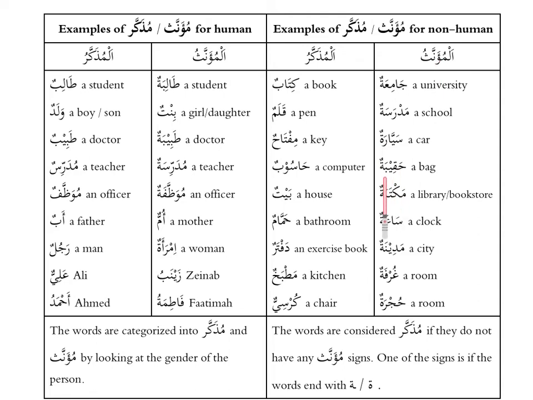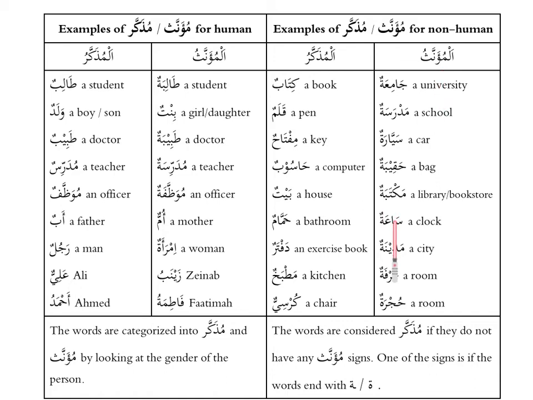Next word, haqiba. Haqibatun. Haqiba, a bag. Again, you have this ta. So this is also mu'annas. Next word, maktaba. Maktaba is a library or a bookstore. So maktaba, the word ends with this ta again. So this is also mu'annas.